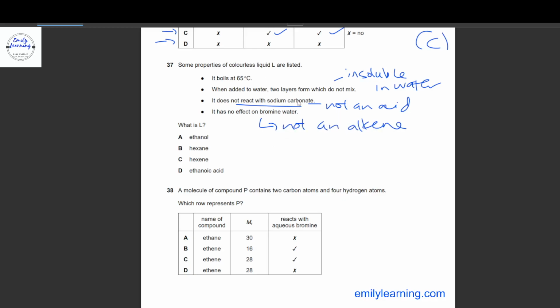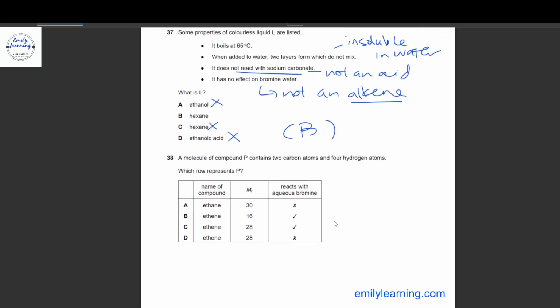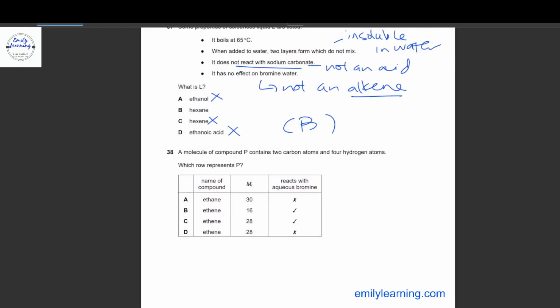Now we know that it's not an alkene, so I'll eliminate the alkene. I know that it's not an acid, I'll eliminate it. Insoluble in water, so it's not an alcohol because ethanol is soluble in water. So the answer is basically hexane. And we also know that hexane is a liquid at room temperature. So the answer is B. Moving on to question 38.